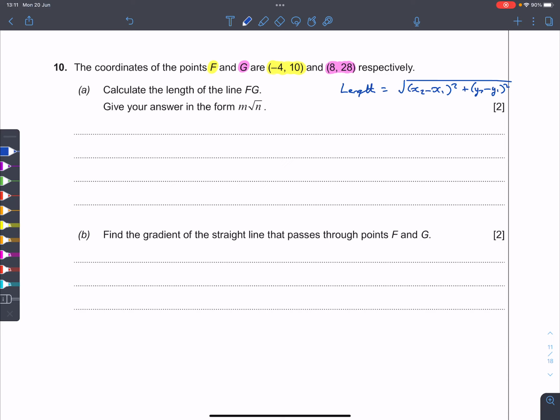So let's find the length FG. It's going to be the square root of, it doesn't matter which one you take to be what, so I will use this one as the second one. So we've got 8 take away -4. Well, 8 take away -4 is the same as 8 plus 4, all squared, plus y2 minus y1 is going to be 28 take away 10.